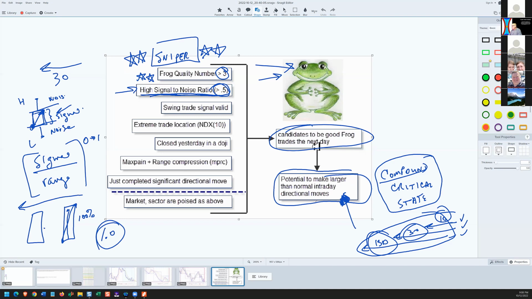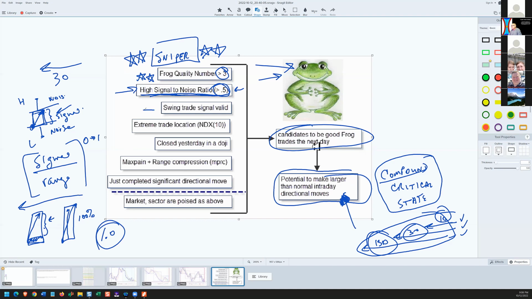Well, that's what we want, is we want things that have very directional behavior intraday, so that when we take our small risk box, we have some expectation that it could have a large directional move, and that pays us off. So we would like to see, all other things being equal, a high signal to noise ratio.